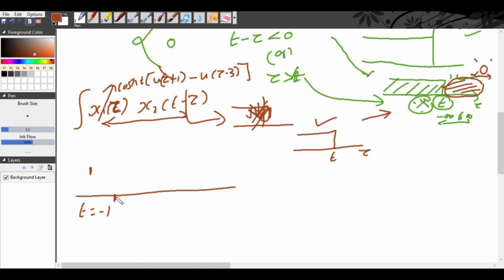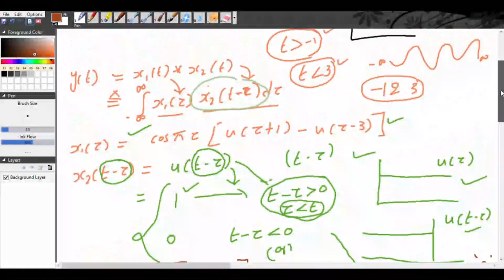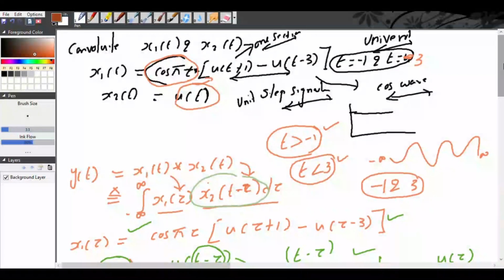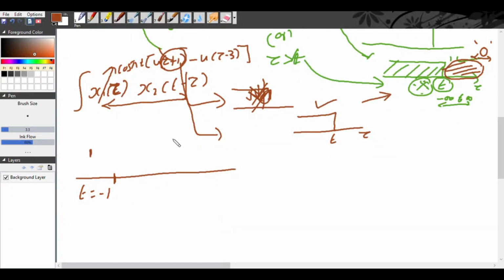minus 1. Why? Look at this, is this condition there? I have already written it above. Let me check that actually. Here it is. The signal exists between t greater than minus 1 and t lesser than 3. So I am trying to draw that actually. So t is minus 1 and t equal to 3. In between we have the signal. Since this is a cos signal, the original will definitely be like this with the amplitude. So let me start this way. 1, 2.